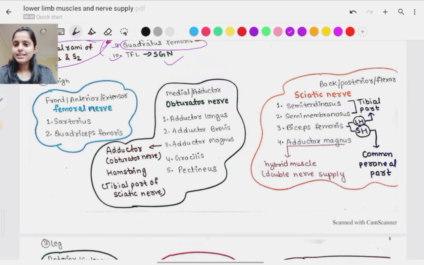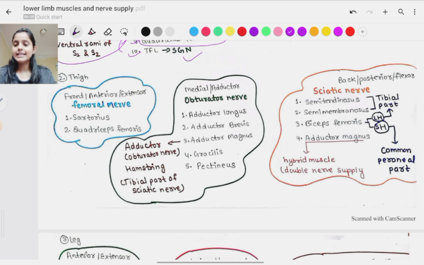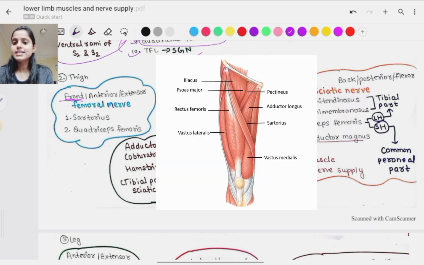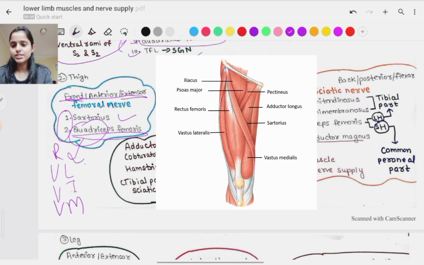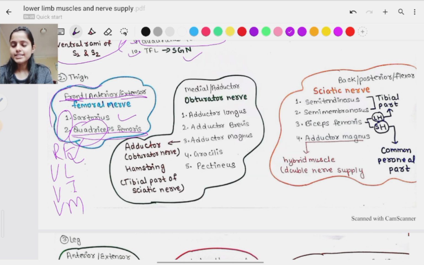In the thigh, it has 3 compartments: the anterior compartment, also called front, or the extensor compartment. It has 2 muscles, sartorius and quadriceps femoris. In quadriceps femoris, it has 4 muscles: vastus lateralis, vastus intermedius, vastus medialis, and the rectus femoris. This anterior, extensor compartment is supplied by the femoral nerve.